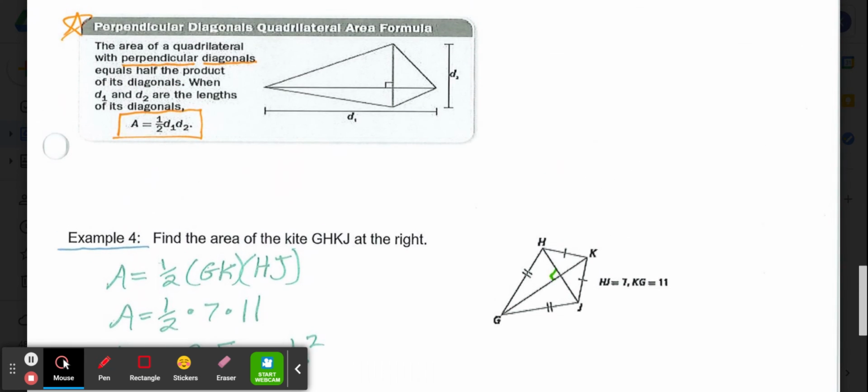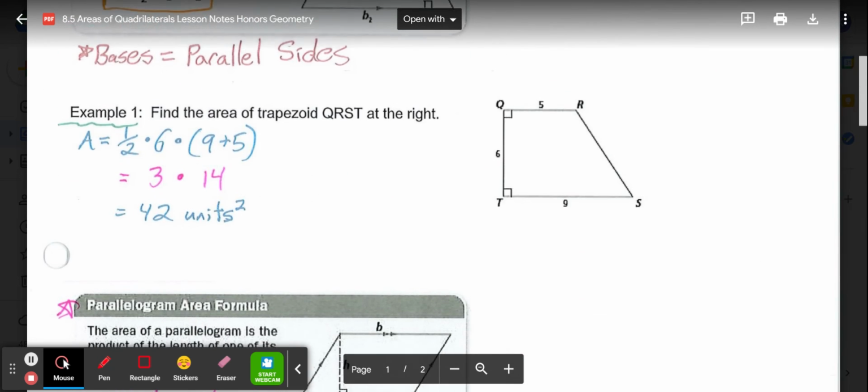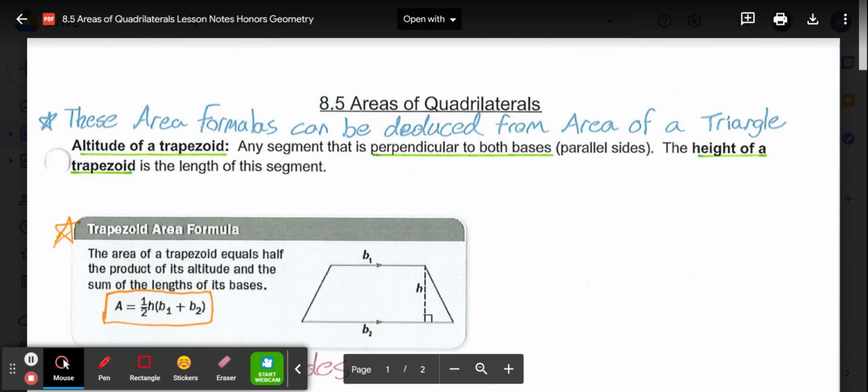Again, the main idea for this lesson is that these different area formulas, the 3 main ones, come from the idea of the area of a triangle being 1/2 base times height, and the idea of altitudes being segments that meet bases at 90 degrees.